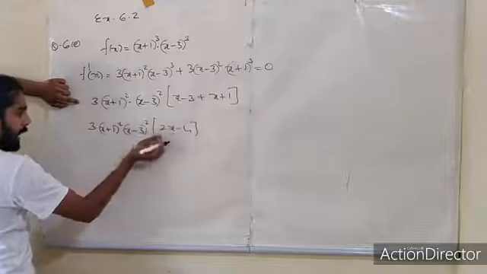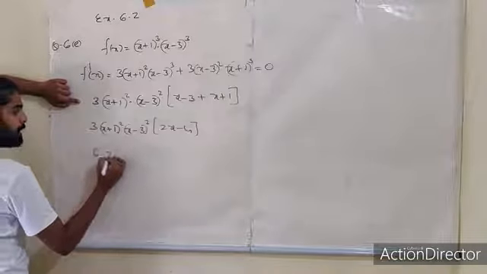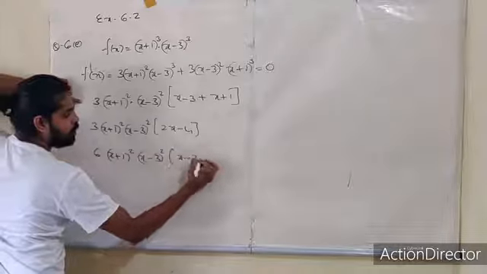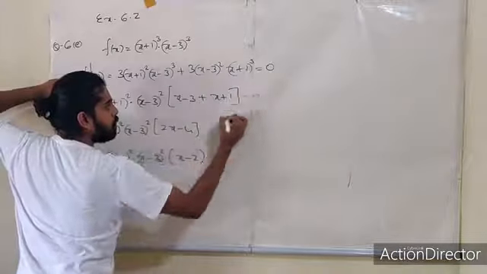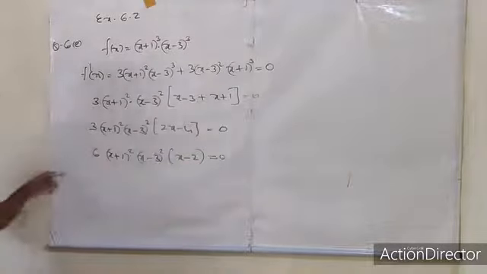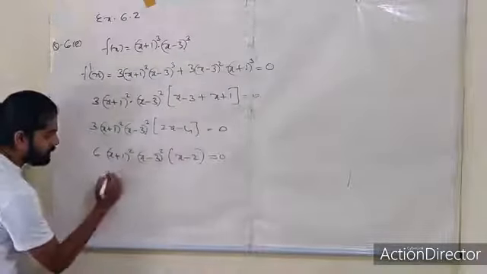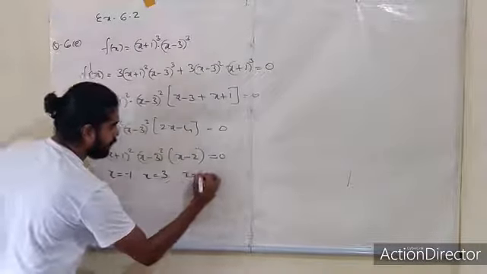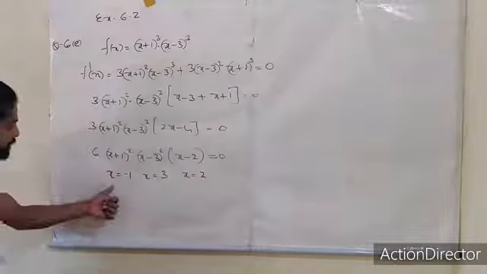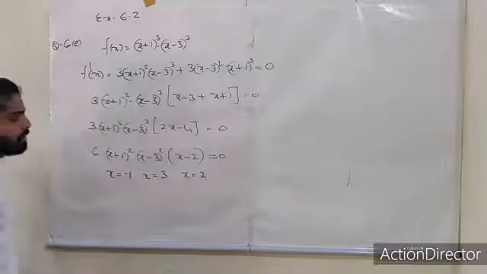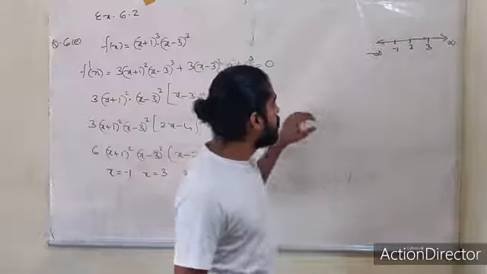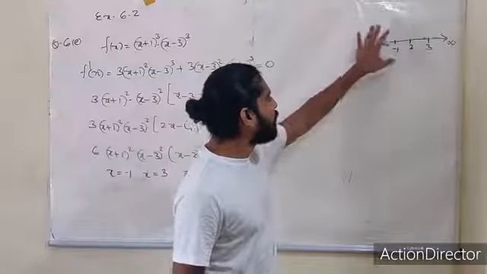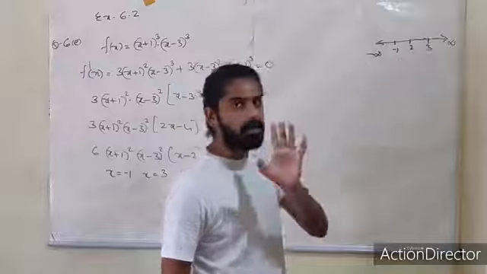Taking 2 in common, 2 into this 3 is equal to 6. So 6(x + 1)^2(x − 3)^2(x − 2) is equal to 0. This is equal to 0 whenever x is −1, x is 3, and x is 2. So it is 0 at 3 points: −1, 2 and 3. Now you have to draw the columns: interval, sign of f'(x) and nature of function. I am writing all these things on this number line, but you have to draw the columns.